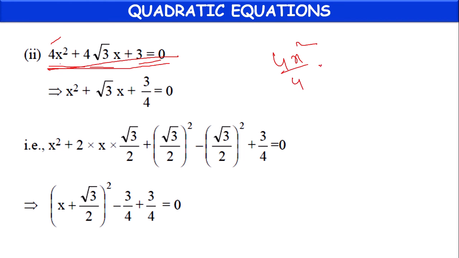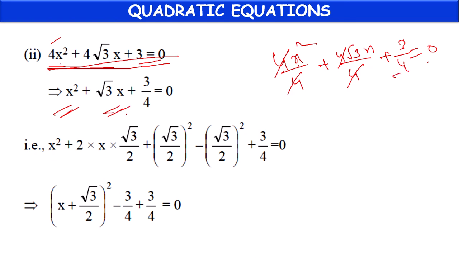4x square by 4 plus 4 root 3x by 4 plus 3 by 4 equal to 0. 4 gets cancelled, x square. 4 gets cancelled, root 3x. 3 by 4 equal to 0. So x square plus this root 3x is to be written in the form of 2xy.